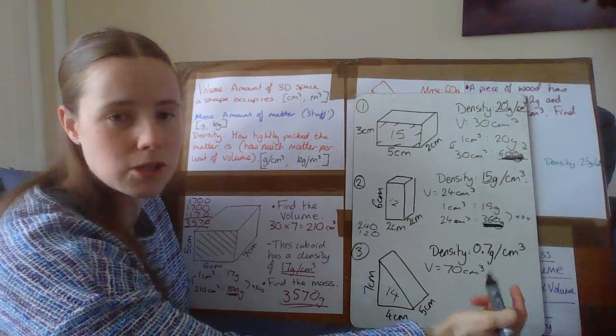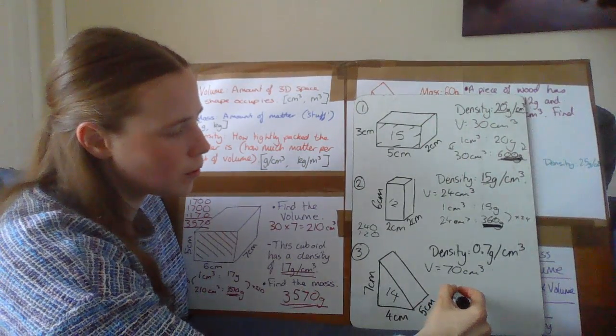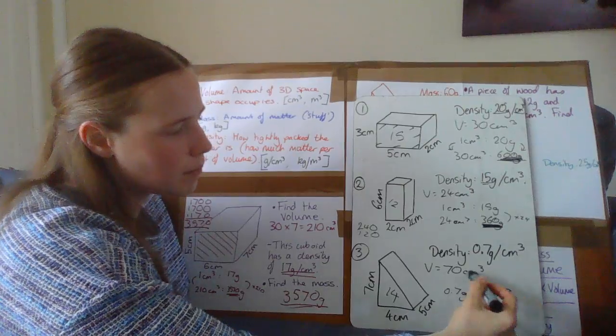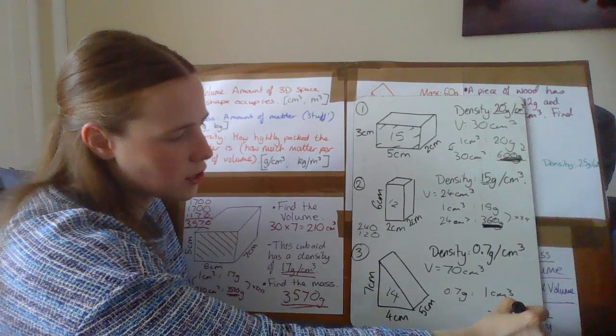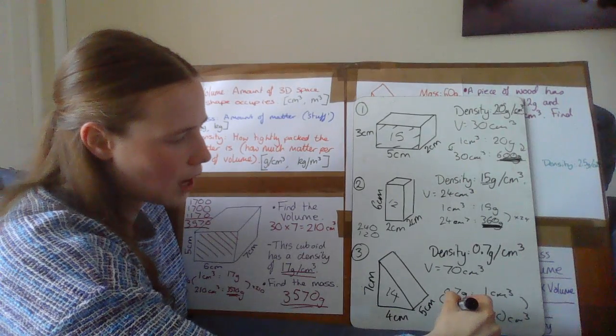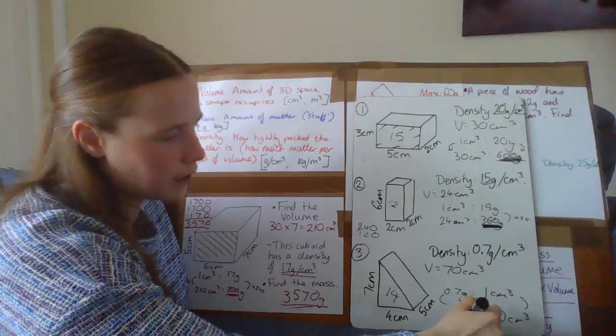Now the density this time is just a slightly more complicated number, but it works exactly the same way as normal. 0.7 grams is 1 centimetre cubed, but I want 70 centimetres cubed. So I've got to times both sides by 70, and that's going to get me 49 grams, okay, as my mass.